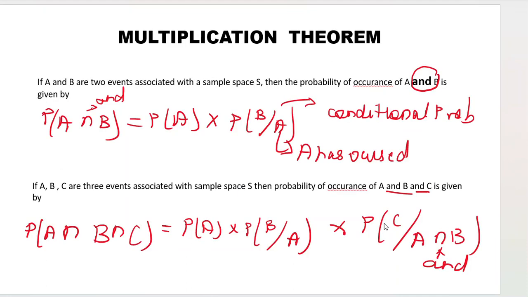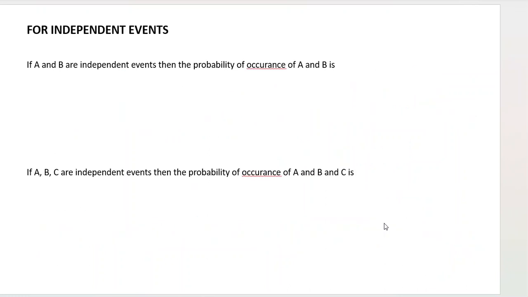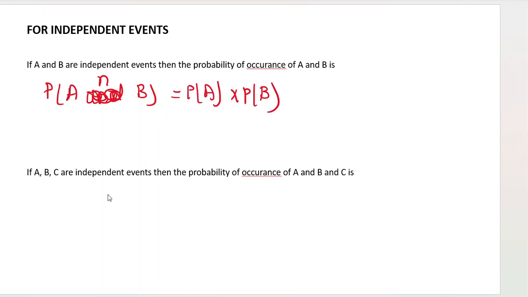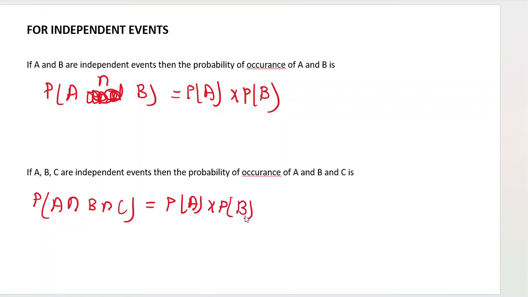Now, for independent events, the multiplication theorem has a slightly different formula. In case of independent events, the probability of A and B, which we write as intersection, is nothing but P of A into P of B. Similarly, when A, B, C are independent events, probability of A and B and C is nothing but P of A into P of B into P of C.